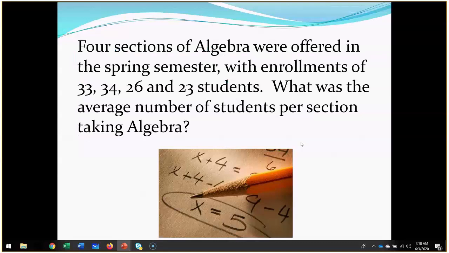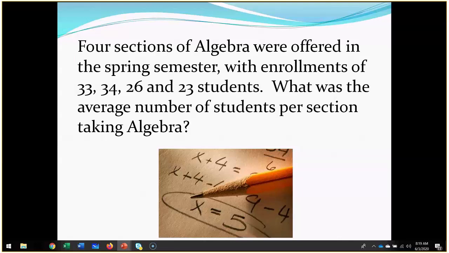Okay, so now let's try to put it in play here. We've got a couple of examples that we're going to go through. I'm going to try to translate it all out for you, and hopefully by me modeling that, it will help you read these for yourself. So 4 sections of algebra were offered in the spring semester with enrollments of 33, 34, 26, and 23 students. What was the average number of students per section taking algebra?